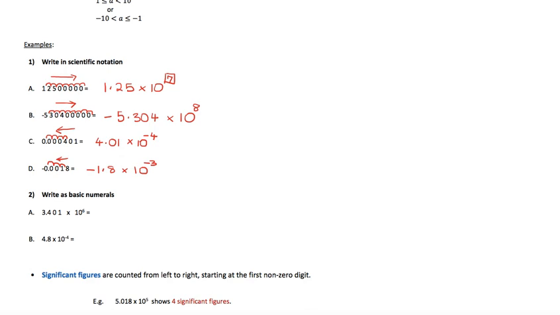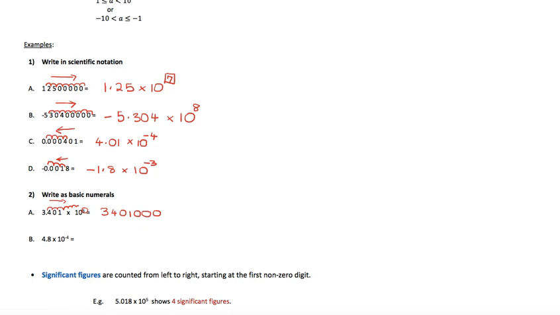Now let's do the opposite. Let's write these numbers, which are in scientific notation, as basic numerals. So I've got 3.401 times 10 to the power of 6. So I need to move the decimal point 6 times because the index is positive. We need to move it to the right. And so we're going to go 1, 2, 3, 4, 5, 6. And so the answer would be 3401 and 1, 2, 3 empty spaces, which need to be filled in with zeros.